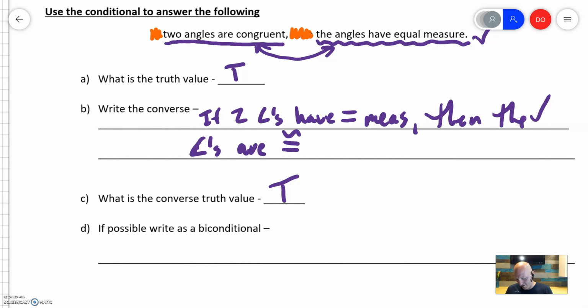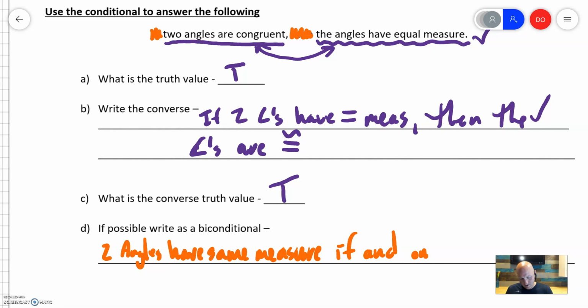So we have two angles have the same measure if and only if, that's the key phrase, the two angles are congruent.